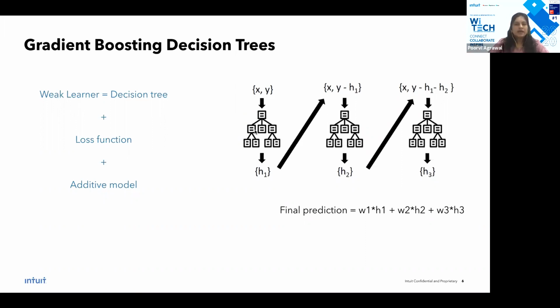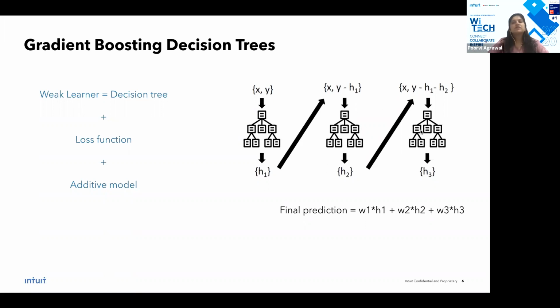So what I mean by that is, if you look at the first tree, this is your first learner. You have the feature X and the response variable Y, and you train the model, which is H1, and this model gives you some prediction. Now, to create the second learner, you take the feature as X, but you take the response variable as Y minus H1, which is nothing but the residual that you got from the first learner. So this is how you are creating the second model.